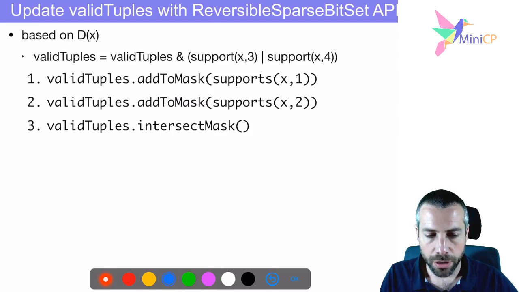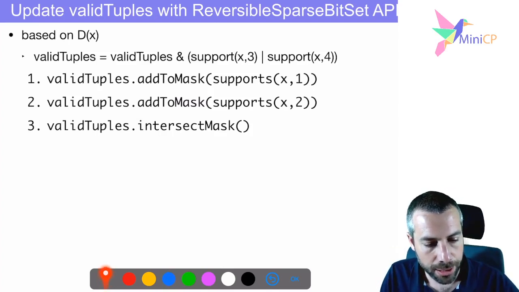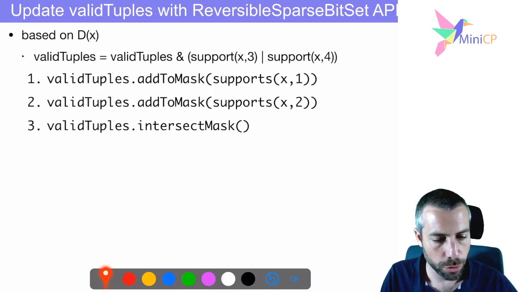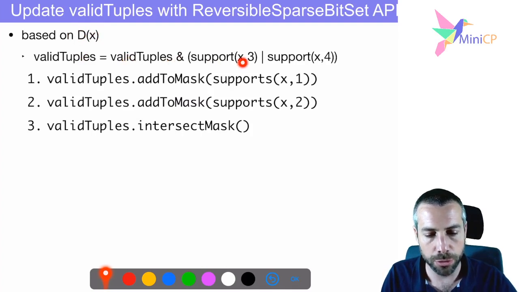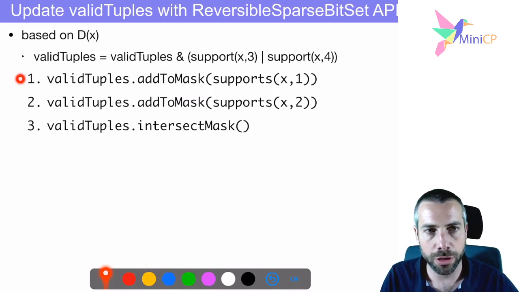So the API of the reversible sparse bitset is this one. You can add to mask, and you can do intersect mask. And so if you want to update on the domain of X, so this is the from scratch operation, you need to do valid tuples and support X3, support X4, if you remember the previous example. So the way you would perform this operation using the reversible sparse bitset is first to add to the mask the support of X1, then you add to the mask the support of X2.